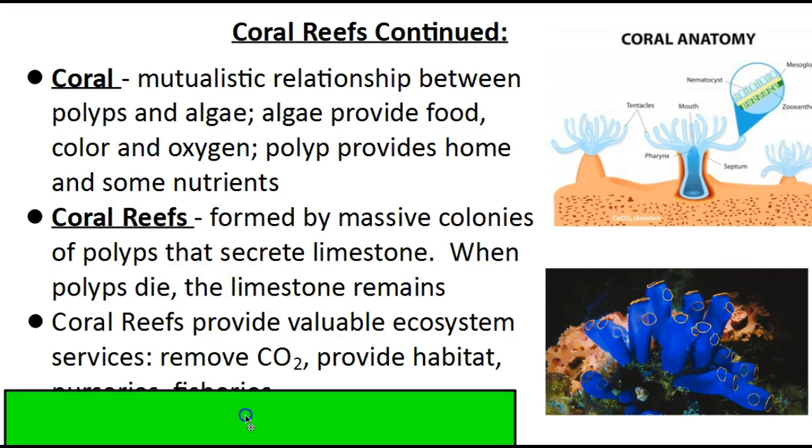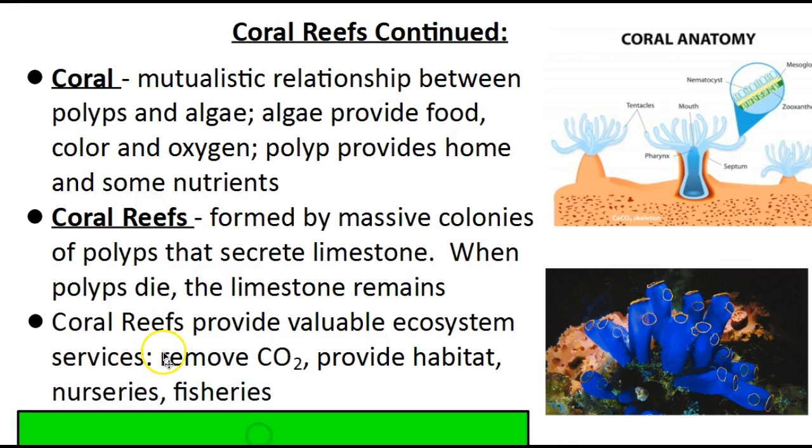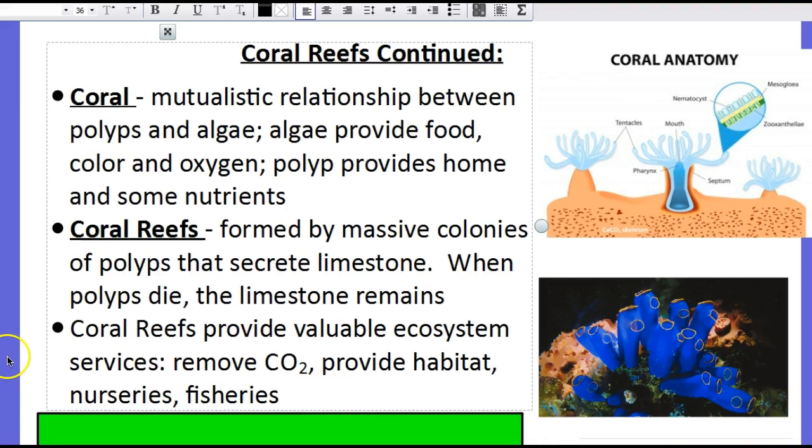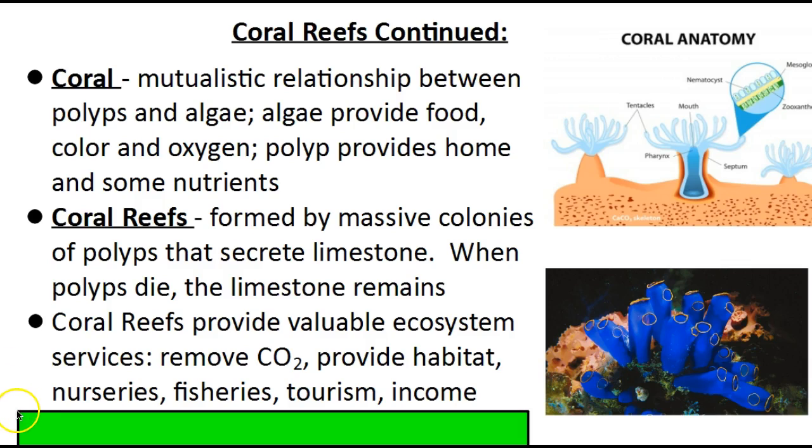All right, so what services do they provide? Let's write these down. So they remove carbon dioxide, right? So they're part of the ocean. They remove CO2, provide habitat, nurseries. This is where baby fish can go and grow up, just like a nursery for kids is where small kids go and get taken care of. Fisheries, you guys wrote tourism, okay? So tourism could be another one, right? Income, protection from the shore. So there's lots of different things.